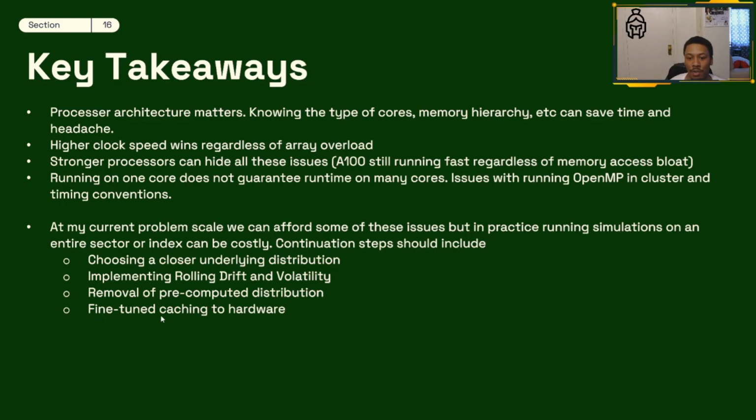And then obviously fine-tuning caching to the hardware. One thing I did mention was padding the arrays depending on where they sit on the cache line to make sure that we're preventing against false sharing, so each thread can accurately read and write into our shared variable S, our stock price. I kept a lot of these things flat to keep the comparison between processors similar, but it's something to keep in mind if you're going to be doing this on your own.